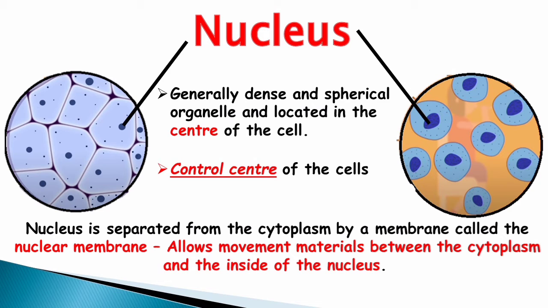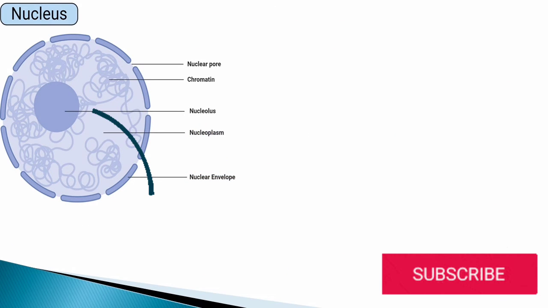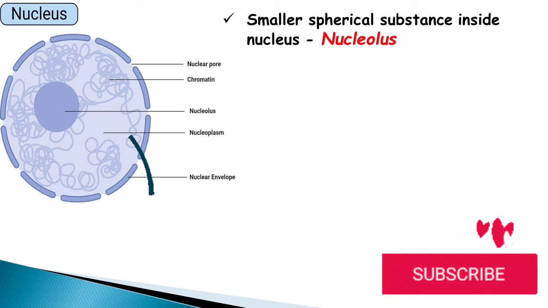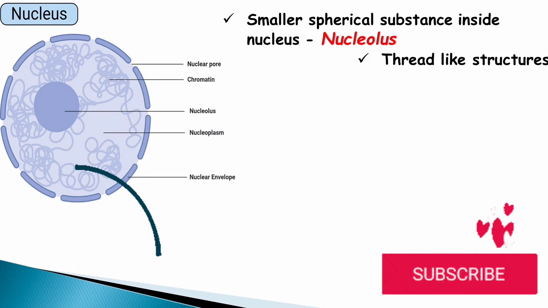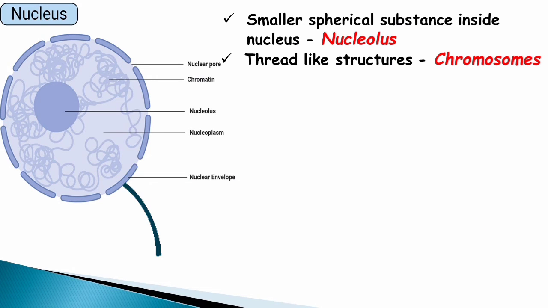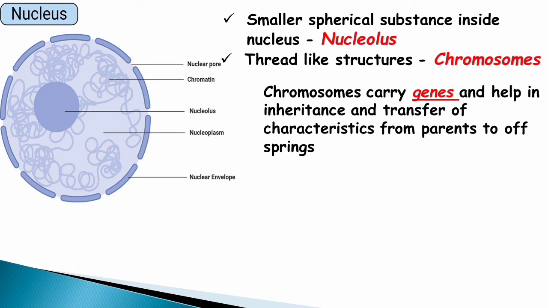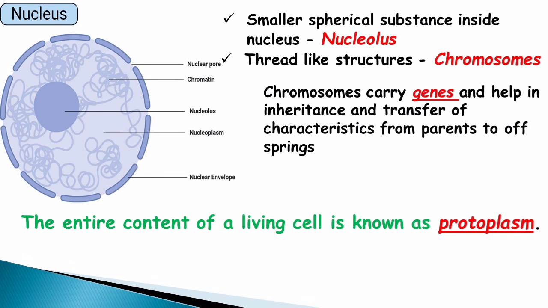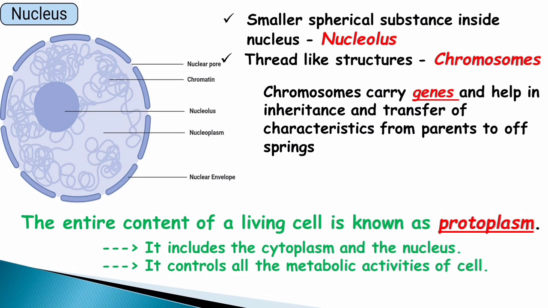There are some subparticles present inside the nucleus also. The nucleolus is a spherical structure present inside the nucleus. Chromosomes are the thread-like structures seen inside the nucleus which are the carriers of gene. Chromosomes help in transferring the genetic information of the parent to the offspring from one generation to the other generation. Chromosomes are visible when the cell division takes place. So we can say that nucleus is the storehouse of genes. The entire content of the living cell is known as protoplasm. That is, the nucleus and cytoplasm together is called as the protoplasm, which controls all the metabolic activities of the cell. In short, protoplasm is the living substance of the cell.